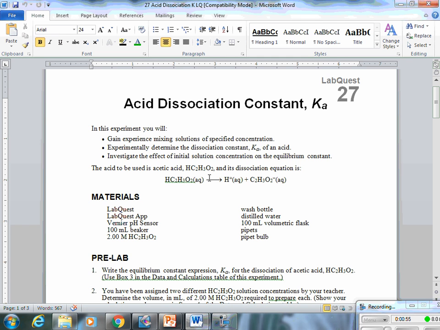Right here is an equation that you're going to see that has aqueous acetic acid, and it's breaking down into the hydrogen ion concentration and the acetate ion concentration. So you're going to use this to do the K sub A.